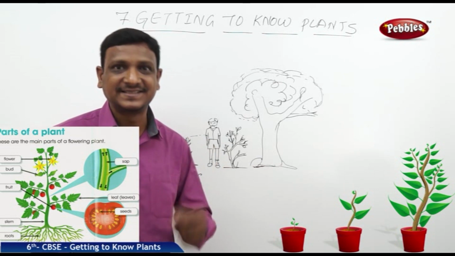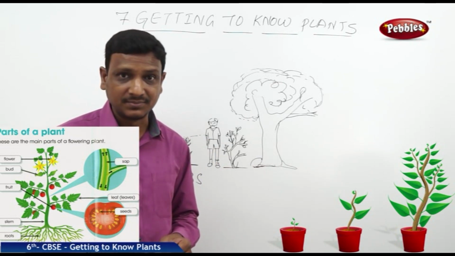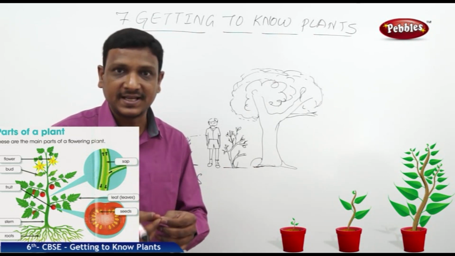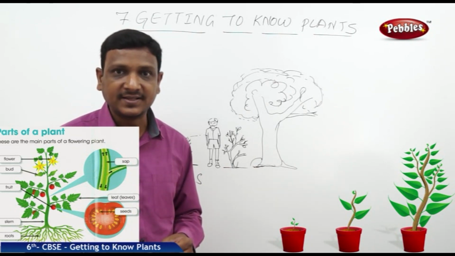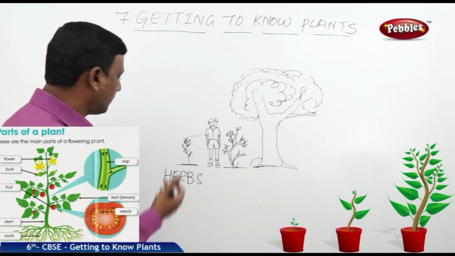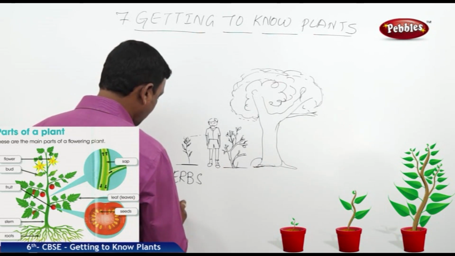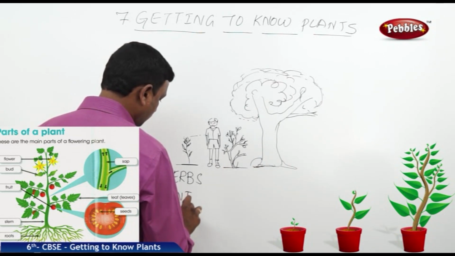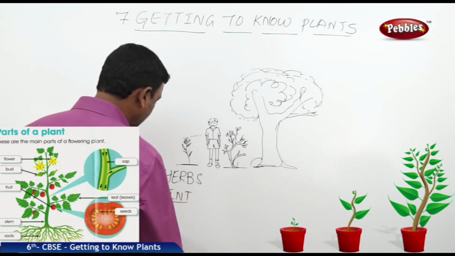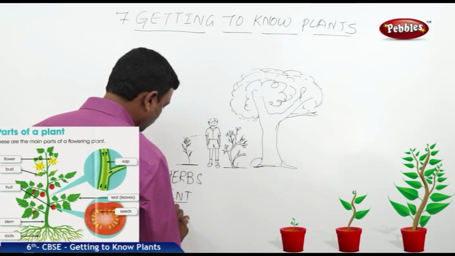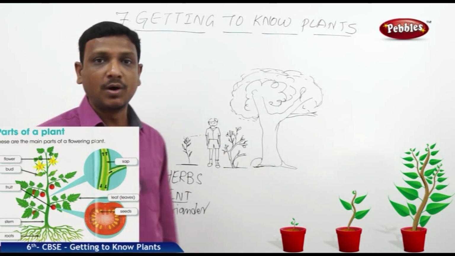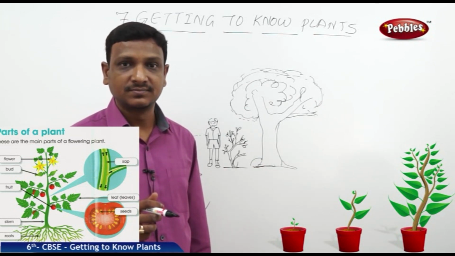which have very tender stems, very small. Sometimes they cannot resist the wind even. Even for the wind, they may break. Such a tender stem they have, right? So what are the herbs? You can write some herbs. You can take the example of a herb, mint. You can take coriander, that is also a small herb, right?